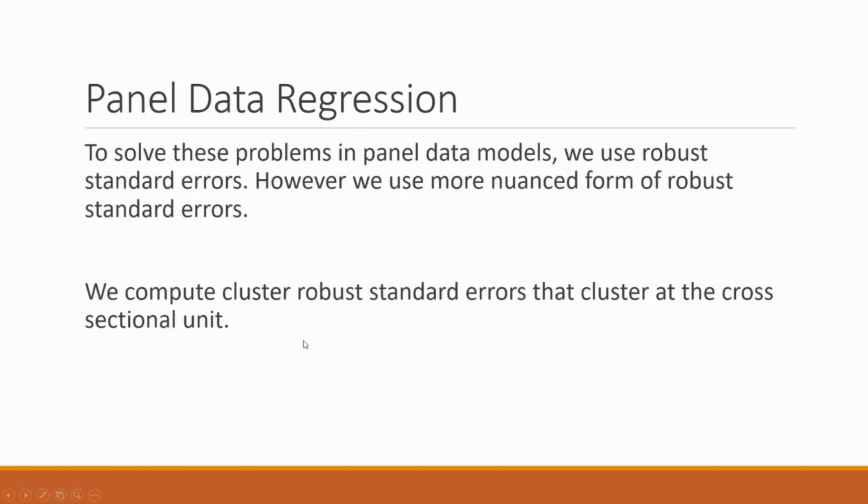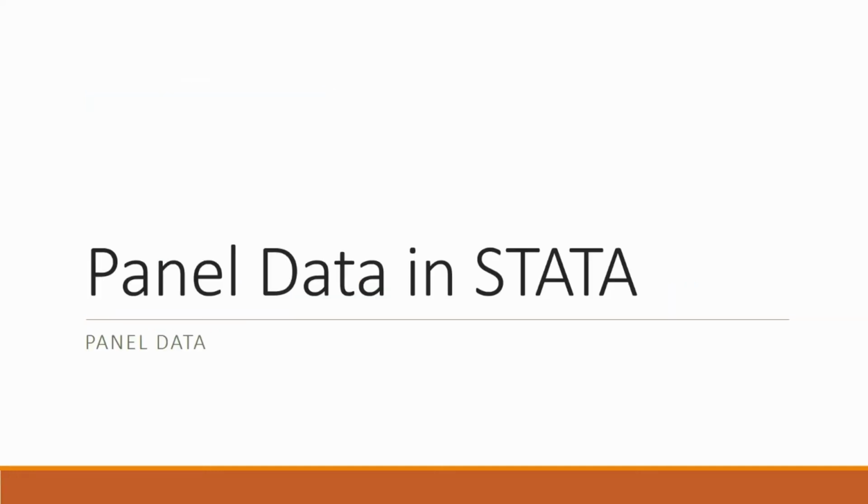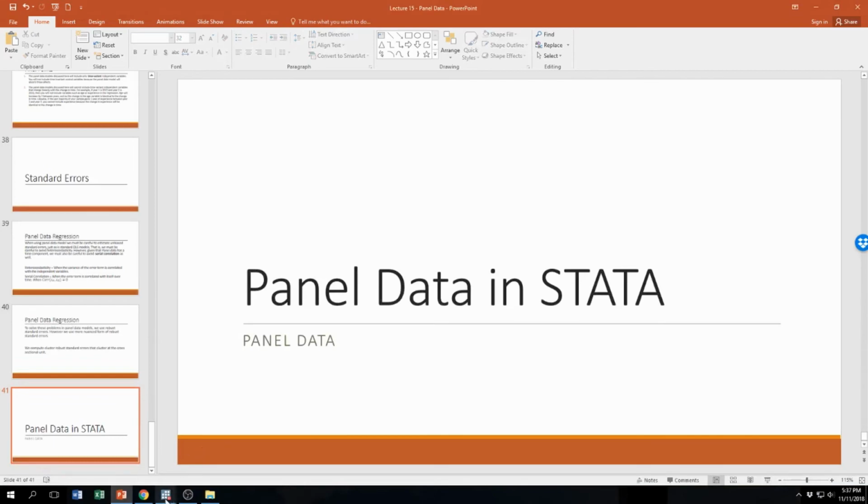Just in practice, and we could go into tremendous detail on this, but I'm just going to mention what we do in practice. To solve these problems in panel data, we use robust standard errors. These robust standard errors are just a little bit different than what we did before. The robust standard errors do control for heteroscedasticity, but we use a special kind of standard error that will allow us to control for the serial correlation as well. And so what we'll do, as you'll see when we do the fixed effects model, is use cluster robust standard errors that cluster at the cross-sectional unit. I'll show you what that looks like in the data. All right, so with that said, let's do some panel data in Stata.